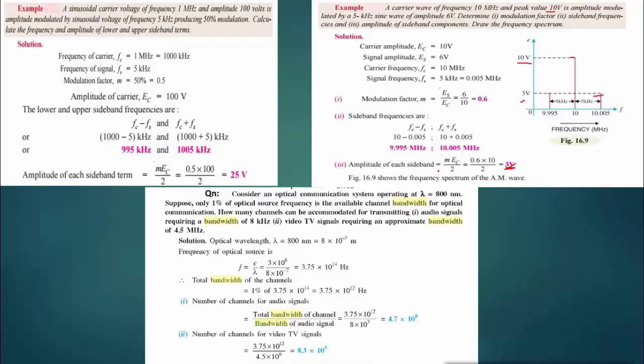Another question: consider an optical communication system operating at a wavelength of 8 nanometers. Suppose only 1% of the optical source frequency is available as channel bandwidth. As I told you, bandwidth helps us as a range, because it is the range in which the carrier frequency can work. It helps us get the ranges so that we can assign them to different stations.